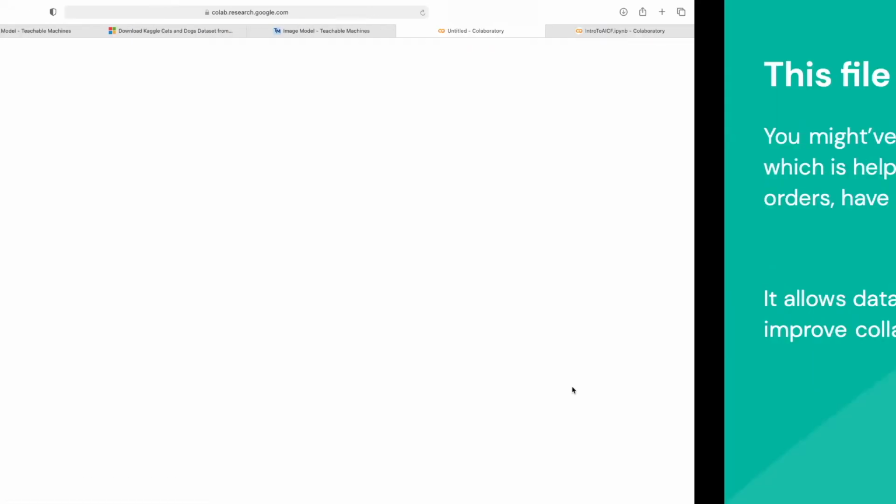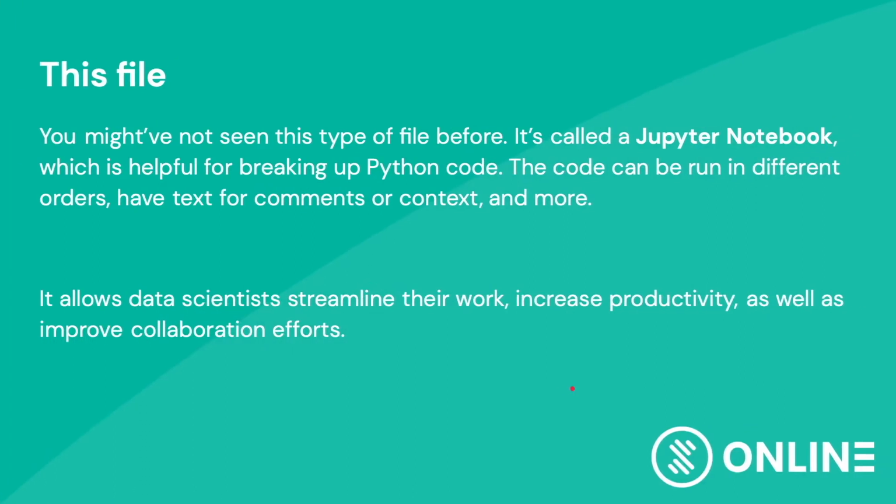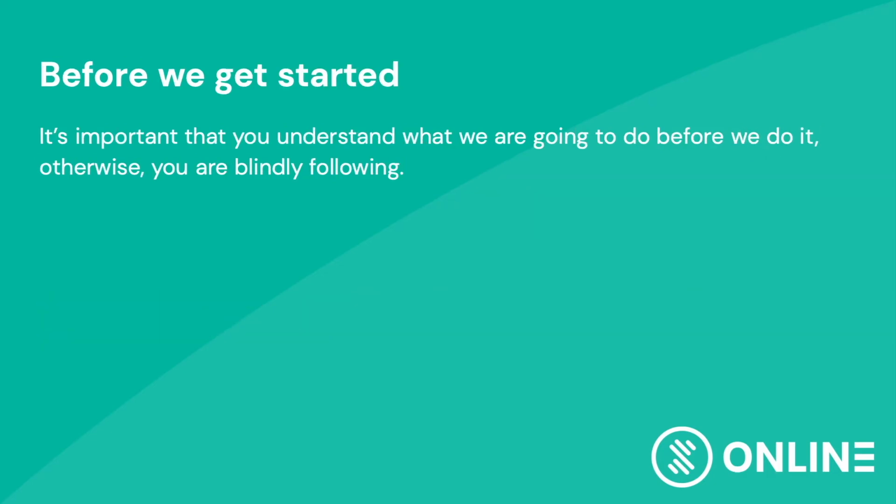And while that's loading, I'm going to keep on going. And so like I said, you might not have seen this type of file before. It's called a Jupyter Notebook, which is super helpful for breaking up Python code. This code can be run in different orders, have text for comments or context, and more. And why do people like this over normal files and stuff? Well, it allows data scientists to streamline their work, increase productivity, as well as improve collaboration efforts.